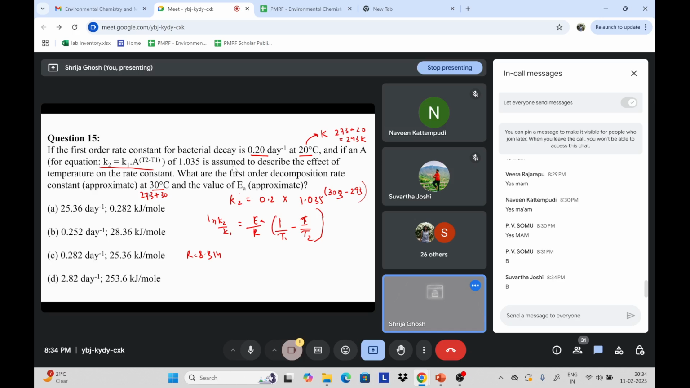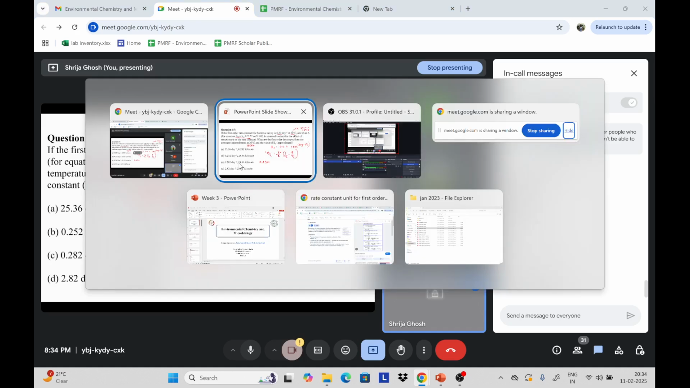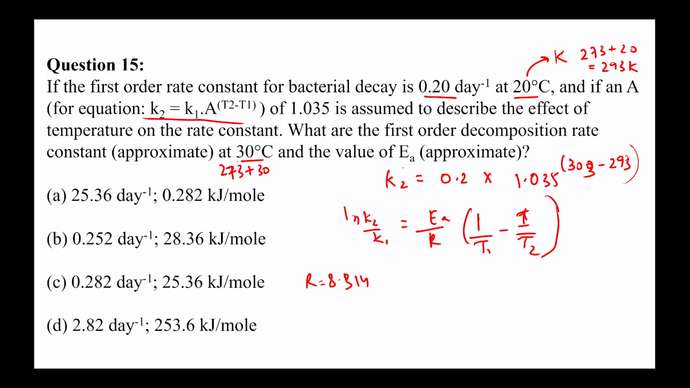Okay, again, one more answer. Option B. Everybody try to solve the question. Seems to find option B as the correct answer. So let's see.